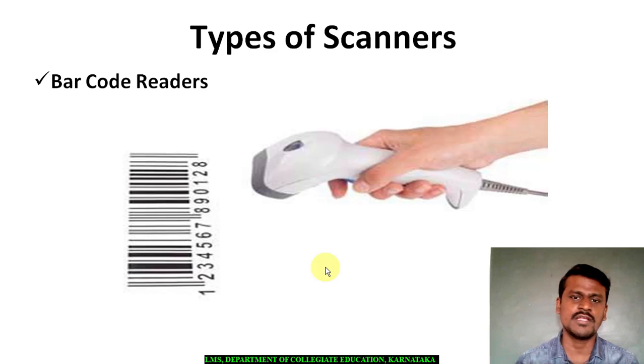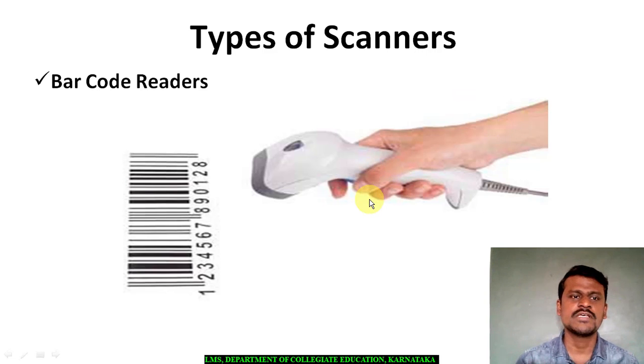He will get to know the price or the issued student, that is, to which student we have given the book so far, and to whom it should be issued next. We can store all of that with the help of barcodes, and we can read that barcode using barcode readers, right? So this is how the barcode reader will work.